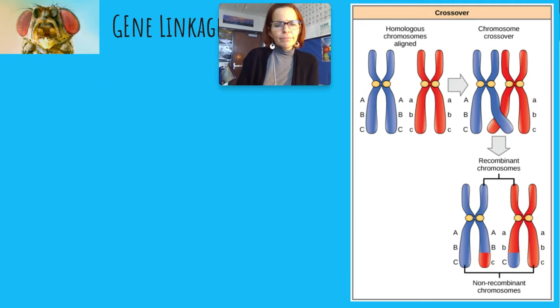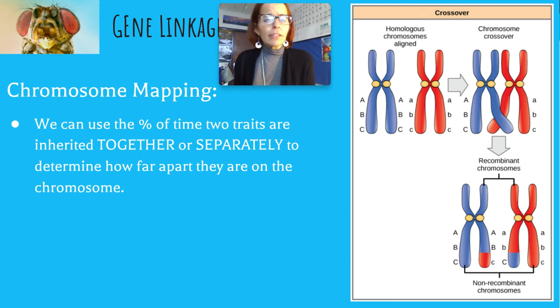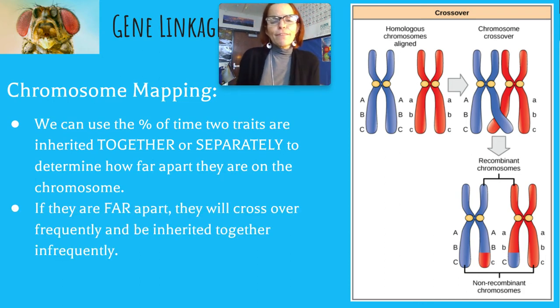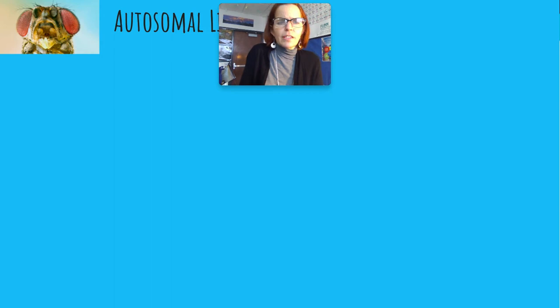So moving on. So we're going to start making now what are called chromosome maps, and Thomas Hunt Morgan is what's leading us to this. So it says we can use the percent of time two traits are inherited together or separately to determine how far apart they are on the chromosome. If they're far apart, they're going to cross over frequently and be inherited together infrequently. If they're close together, then they're going to be inherited frequently. So we'll get to the maps in just a second.